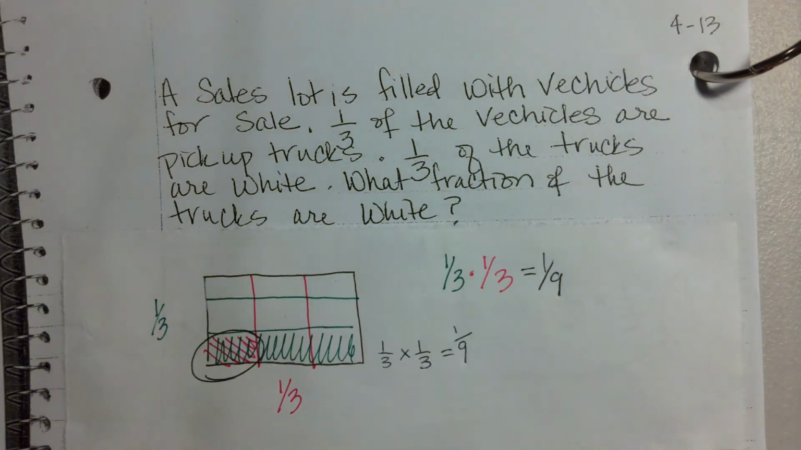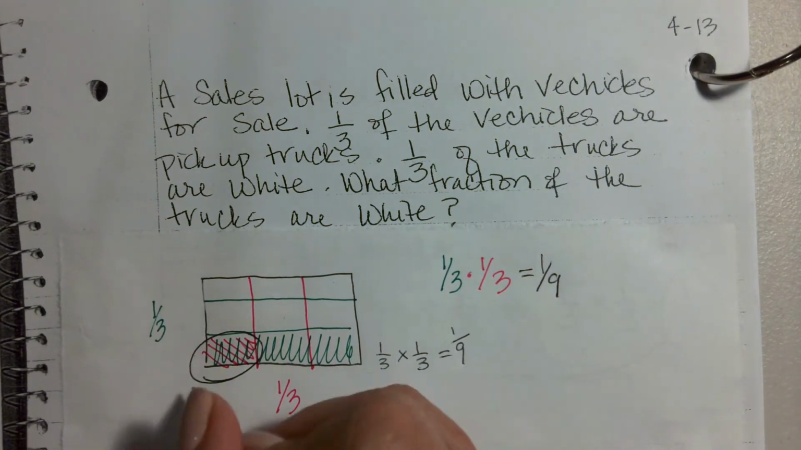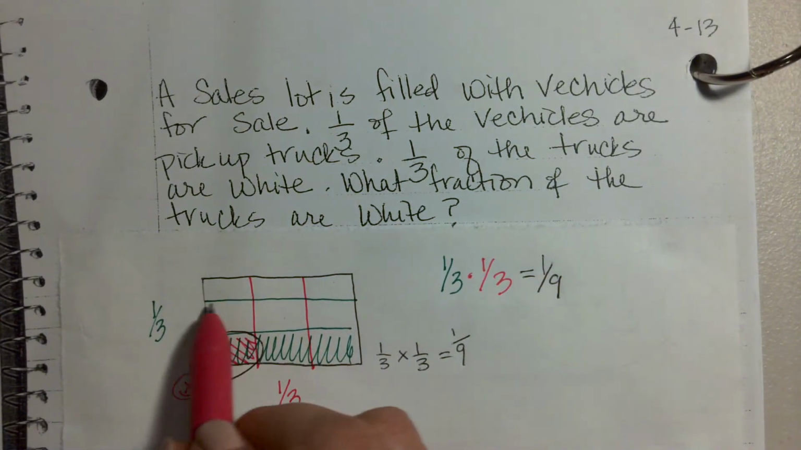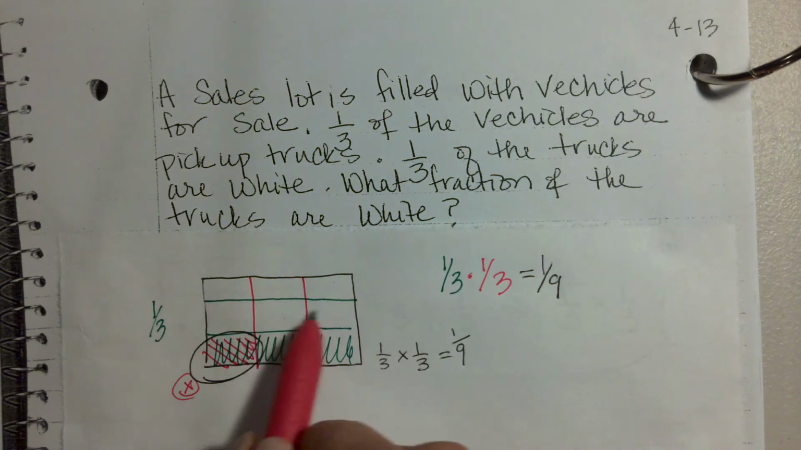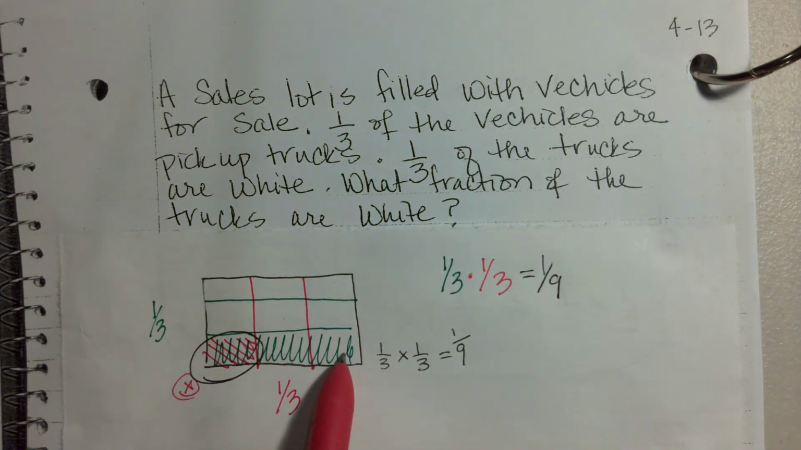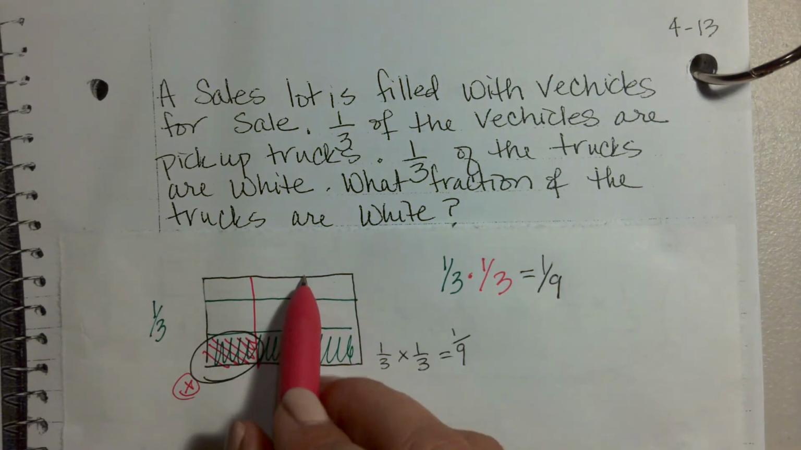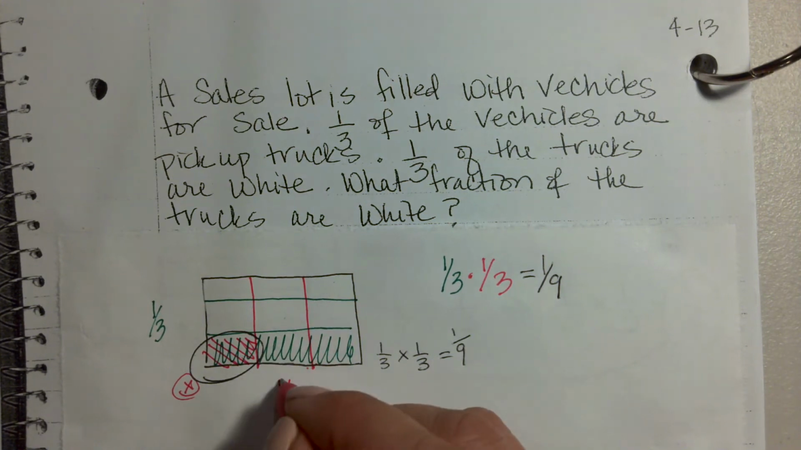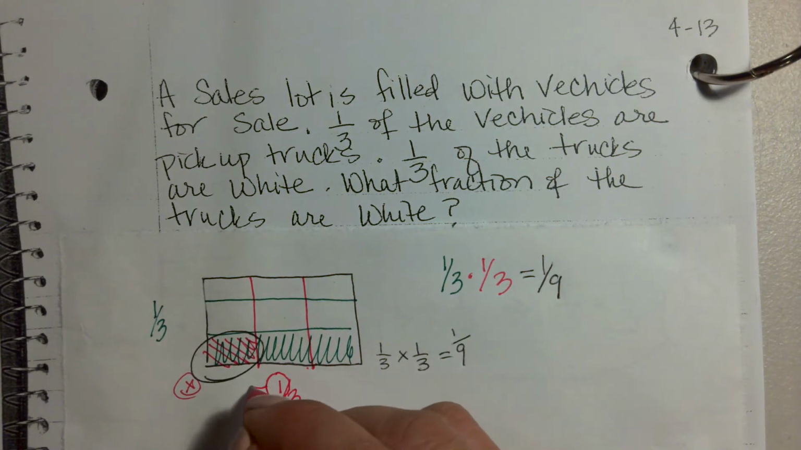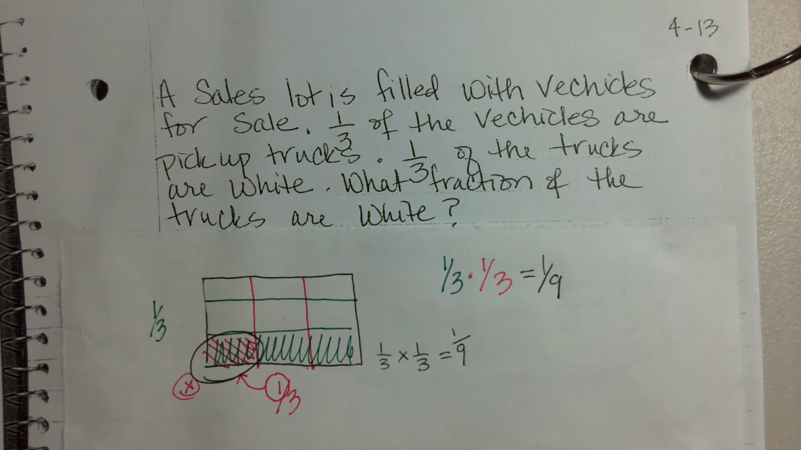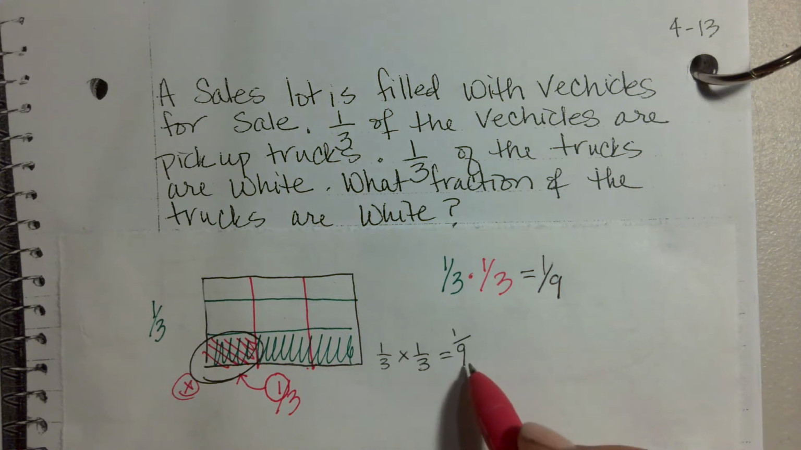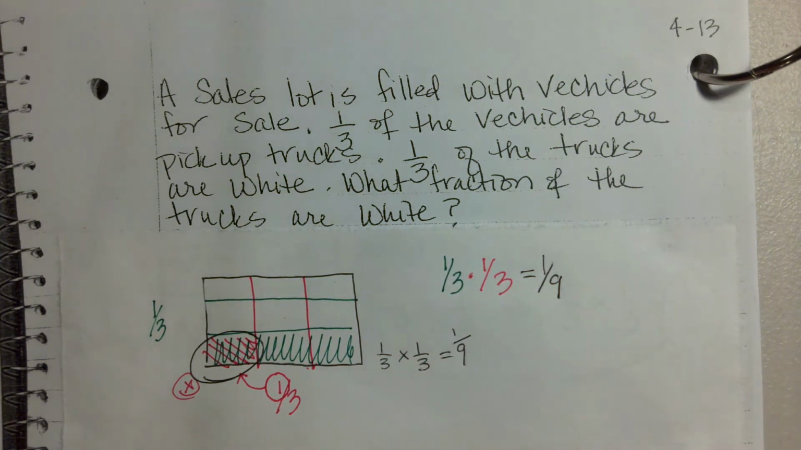All right, so 1/3 times 1/3. I partitioned this side up into thirds, colored in my 1/3. Then I took 1/3 of the third. Now I had to cut it into thirds as well. And I'm only focused on 1/3 of what I just cut. I'm not worried about 2/3. I'm worried about one of the thirds. And one of the thirds is equal to 1/9. 1/3 times 1/3 is 1/9.